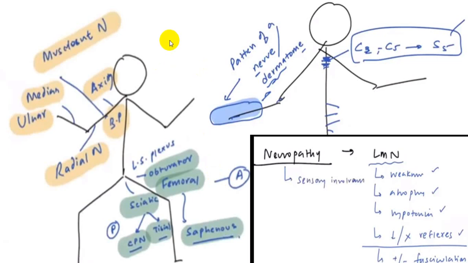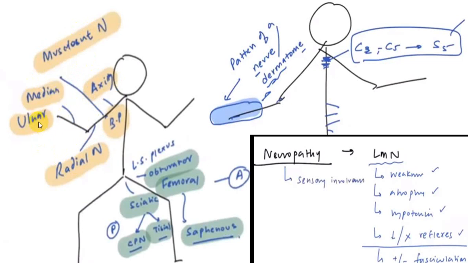And if you take the upper limb and lower limb, close to the shoulder joint, we have got the axillary nerve. Then we have got the musculocutaneous nerve. We have got a brachial plexus. We have got a median nerve, ulnar nerve, radial nerve. So you should know which part of the body and which muscles this particular nerve supplies.